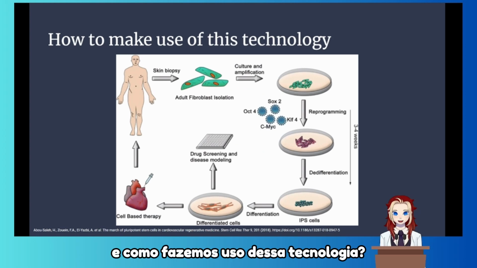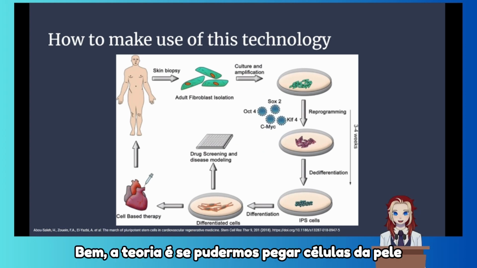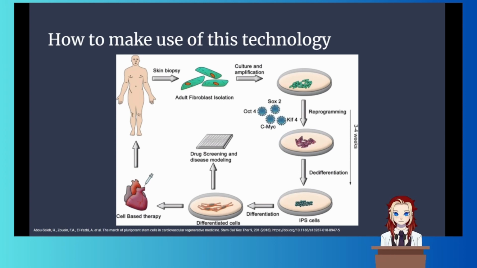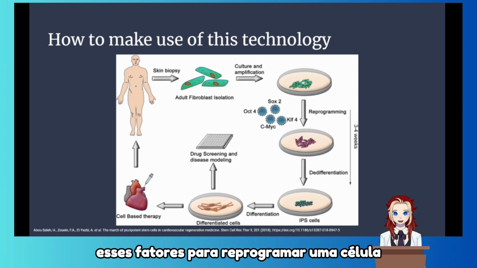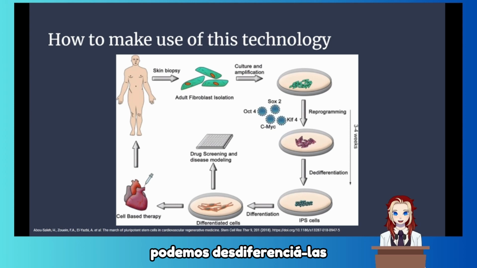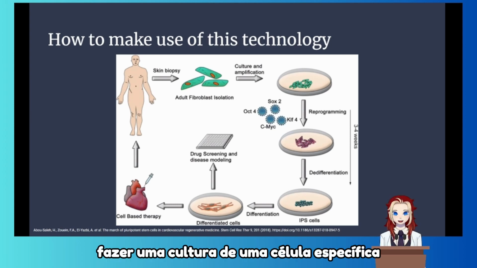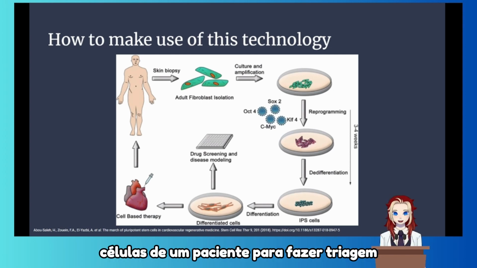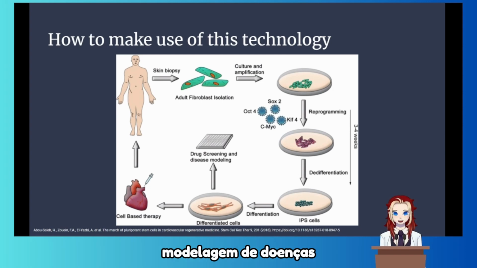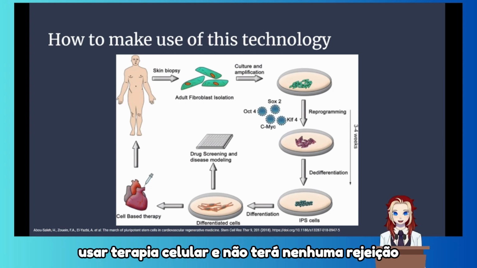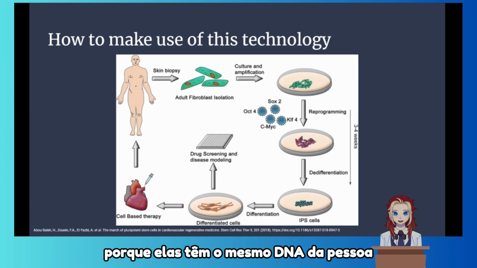And how do we make use of this technology? Well, the theory is if we can take fibroblasts, skin cells, and then use those factors to reprogram a cell, we can de-differentiate them, do a culture on a specific cell, and then use those different cells from a patient to do drug screening, disease modeling, use cell-based therapy, and it won't have any rejection because they have the same DNA of the person. So there is no incompatibility.